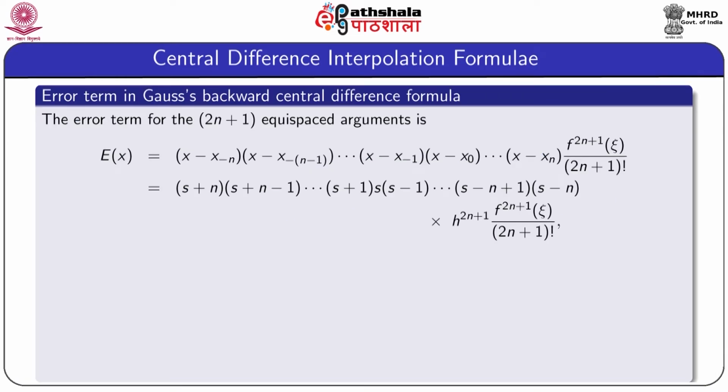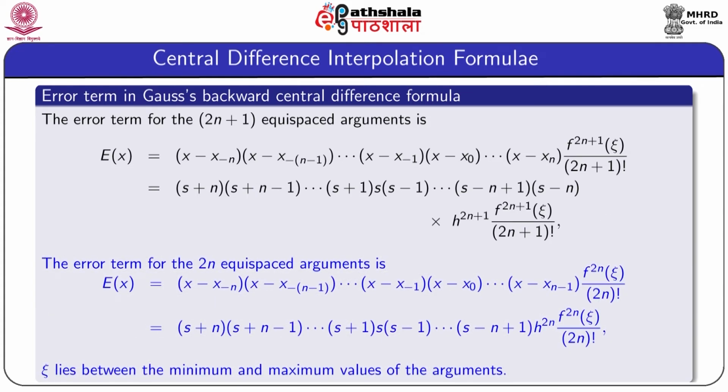Here also we calculate the error terms in the Gauss backward central difference formula. For an odd number of arguments, the error term is equal to (s+n)(s+n-1) up to (s-n) into h to the power 2n+1 into the (2n+1)th derivative of f at xi, divided by factorial (2n+1).